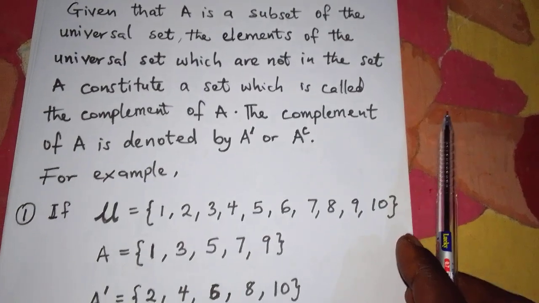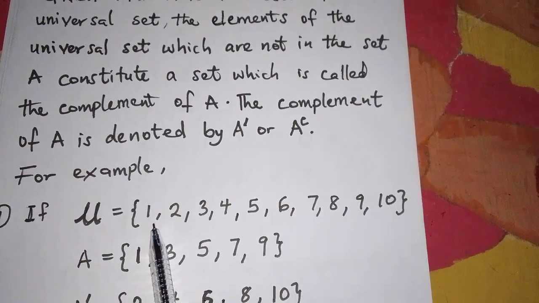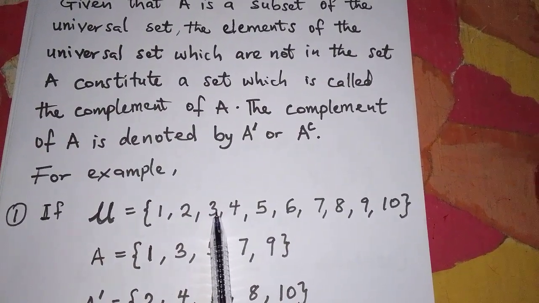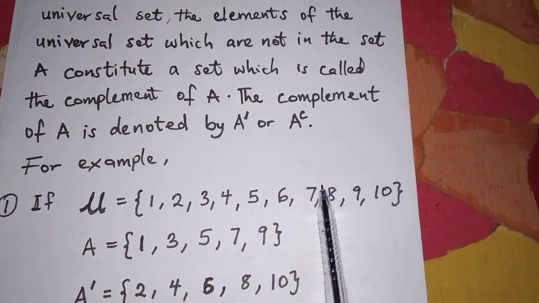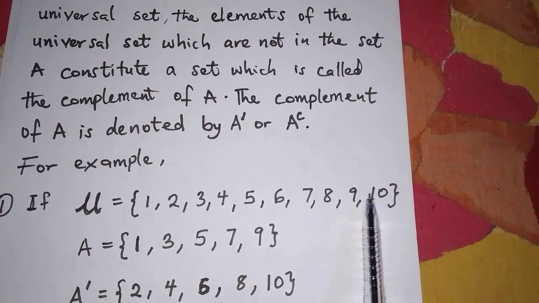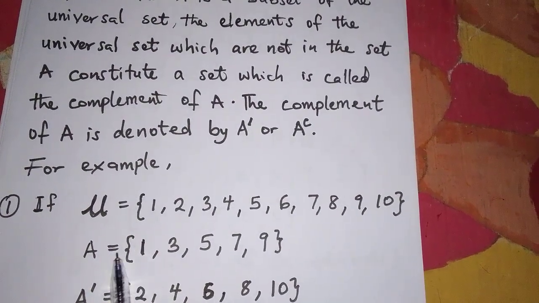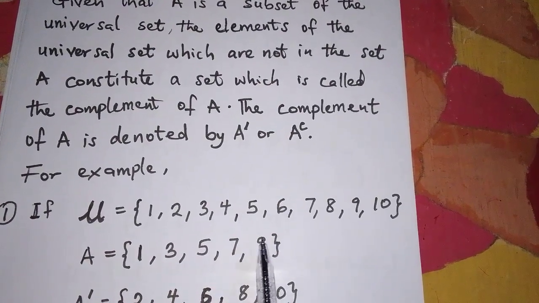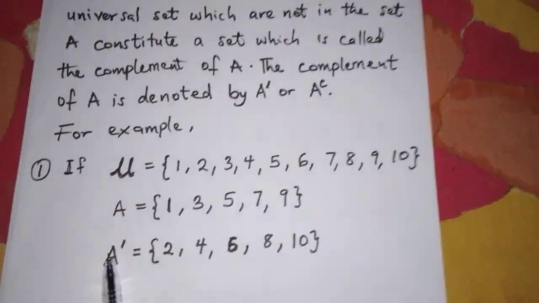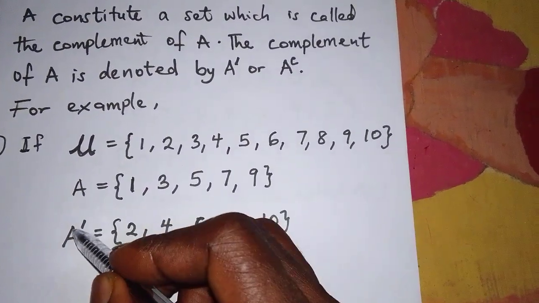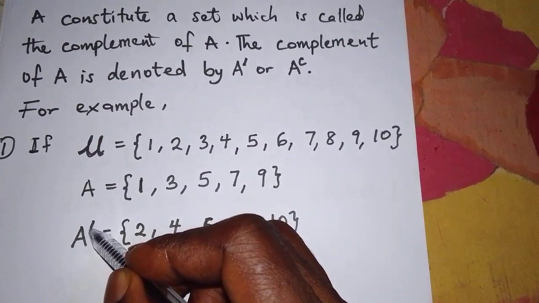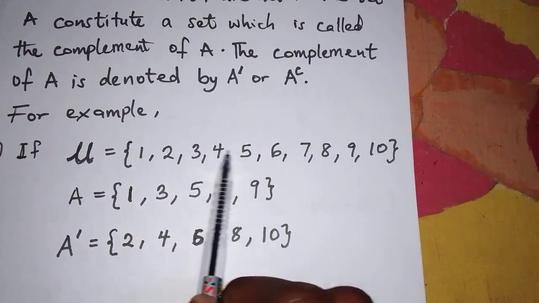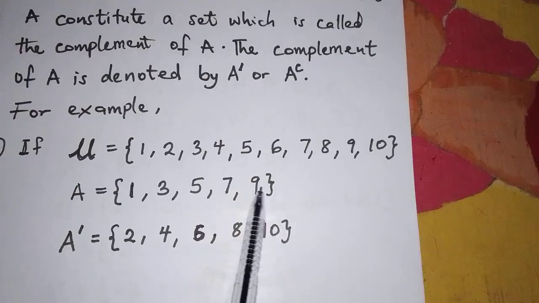Let's look at this example. Assuming in the universal set, you have numbers from 1 to 10: 1, 2, 3, 4, 5, 6, 7, 8, 9, 10. And in set A, you have the numbers 1, 3, 5, 7, and 9. The complement of A, you indicate by this sign. A complement means the elements in the universal set but not in set A.